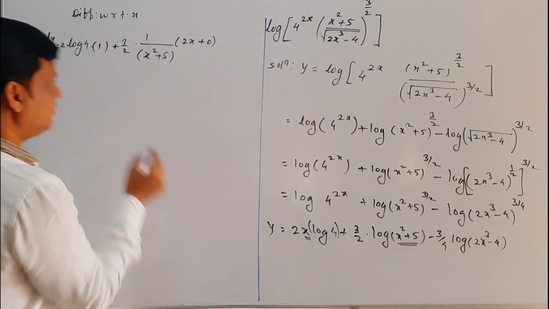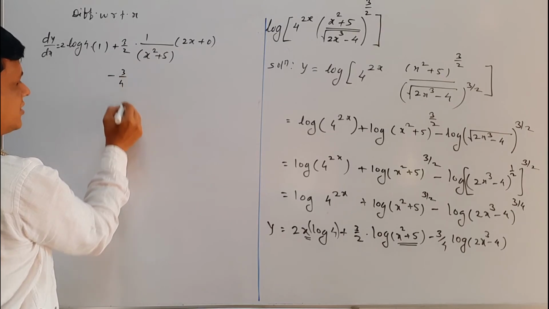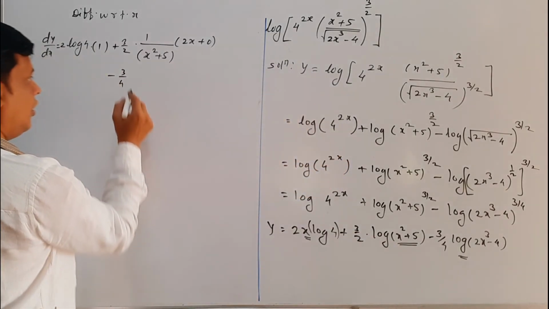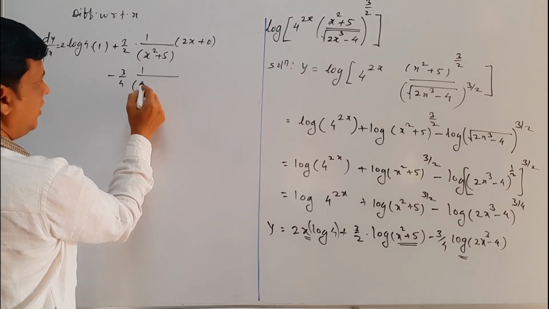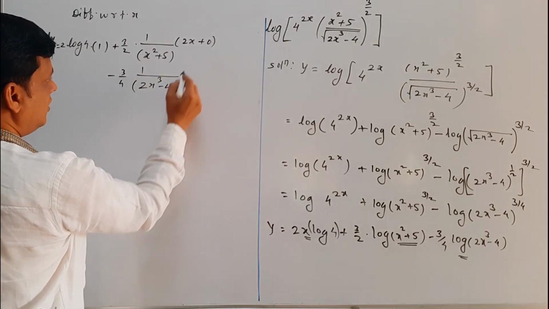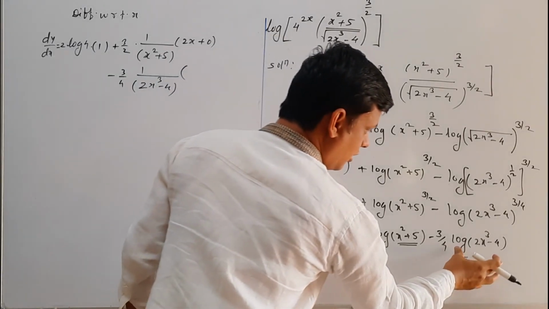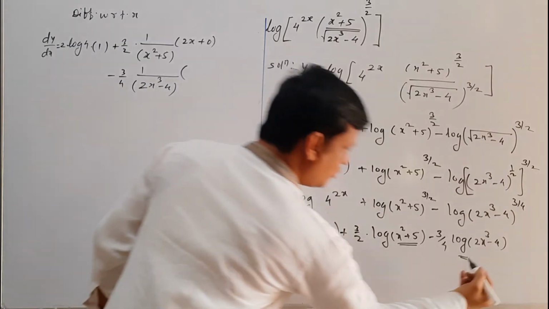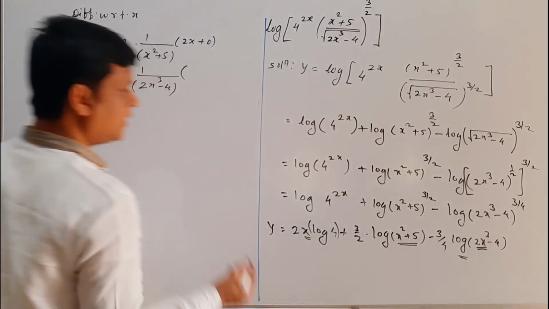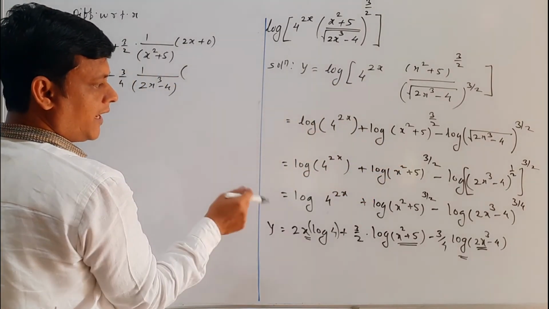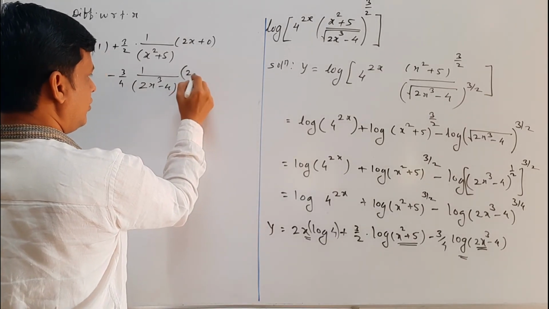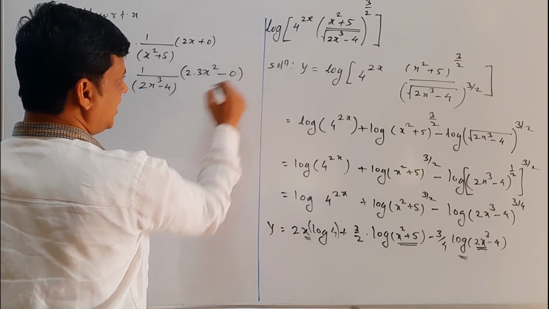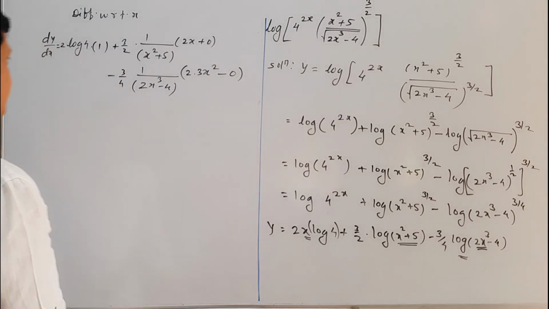Then for the last term, minus 3 by 4 is constant. The derivative of the outer function log is 1 upon 2x cube minus 4 into, now this log is a composite function, so we have to find the derivative of the bracket. So the derivative of 2x cube: 2 is constant, so 2 into the derivative of x cube is 3x square, and the derivative of the single constant 4 is 0.